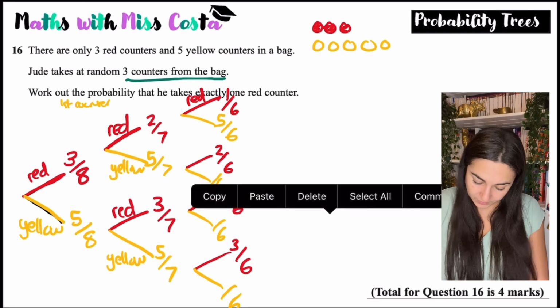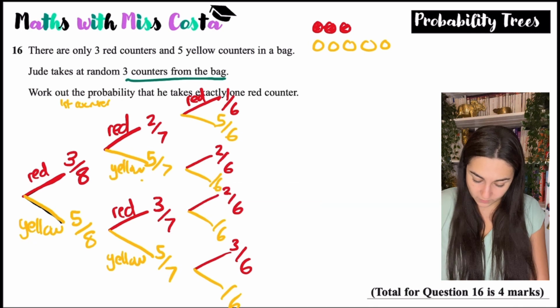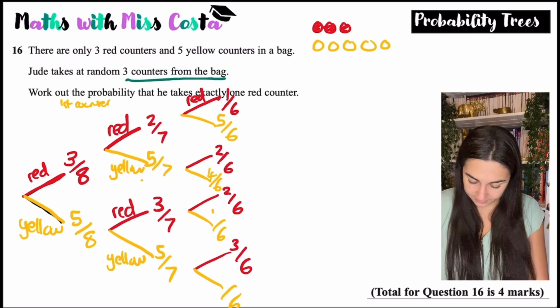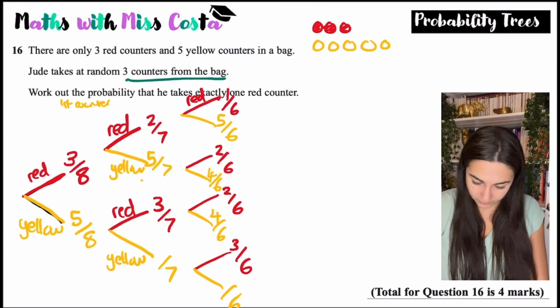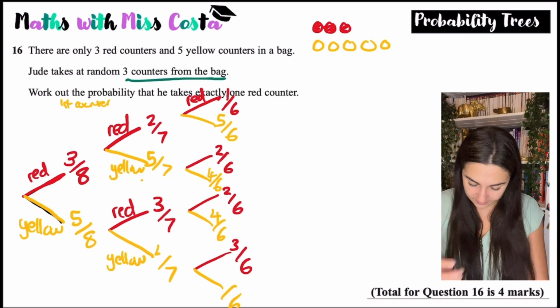Over here for the next one, if you go along this route, you've taken a yellow counter, so that would be 4 over 6. Same over here, you've taken a yellow counter, so it'd be 4 over 6. And over here, I've actually made a mistake. That should be 4 over 7 over there because you've taken a yellow counter already. And therefore there should be 3 over 6.